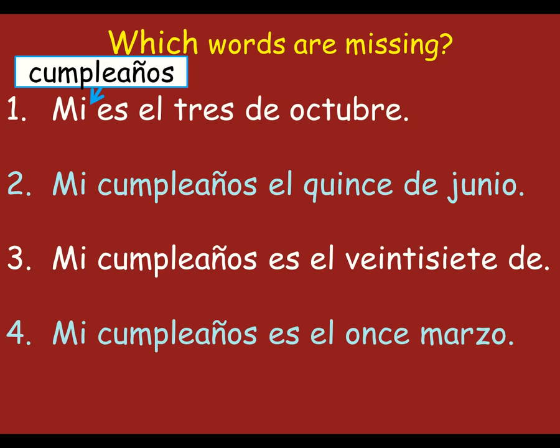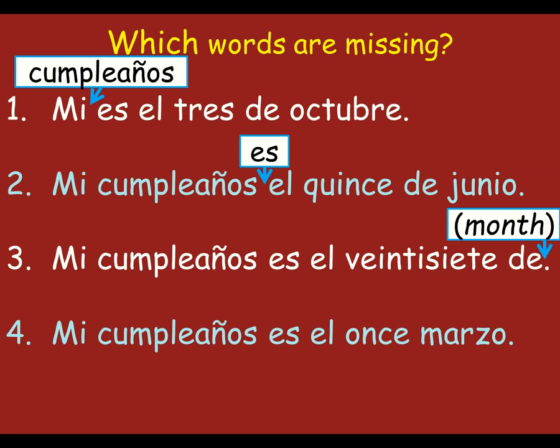And sentence number two, mi cumpleaños el 15 de junio. There's something missing there, isn't there? What needs to come between mi cumpleaños and then the date? That's right, it needs the word es for is, doesn't it? Then number three, mi cumpleaños es el 27 de... What needs to go on the end? That's right, we need a month, don't we? Otherwise, it doesn't tell us when the birthday is.